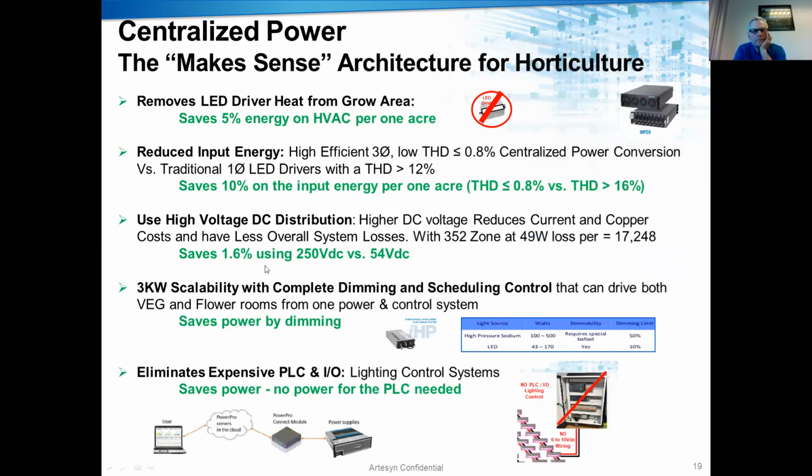And then if you can go to higher voltage on the LEDs, there's a savings there. You're also going to save if you're able to dim. Even with HPS lights, if you can only go down to 50% and you really don't need 50%, you're just wasting power. And additionally, you don't have the extra expense for the PLC and IOs and all the wiring you need for that. It makes life easy for all the installation.